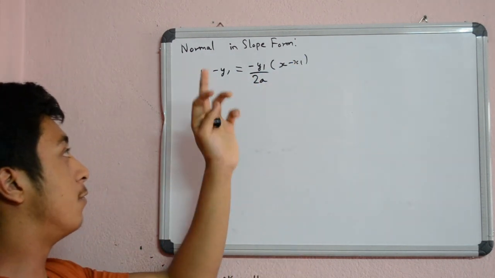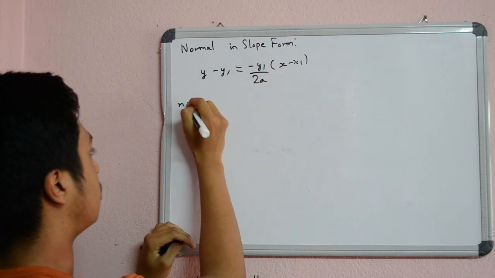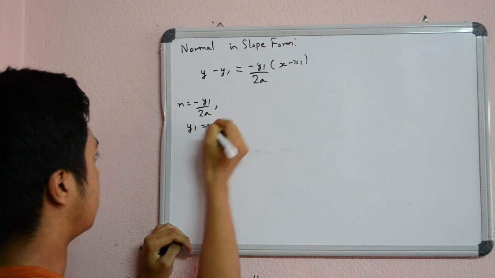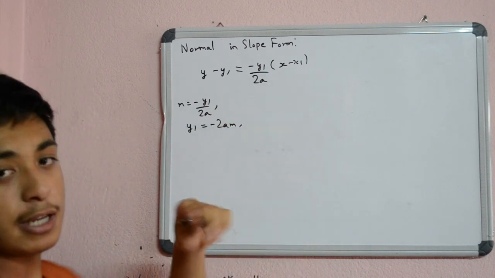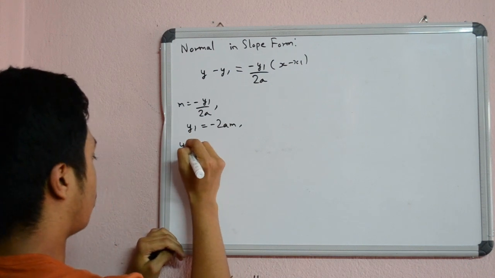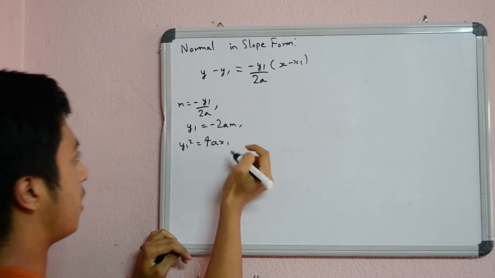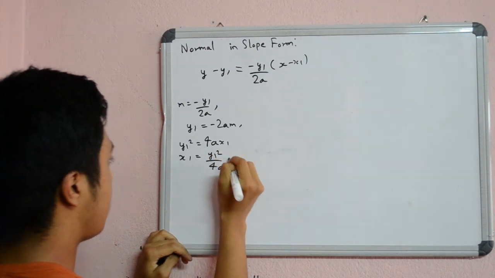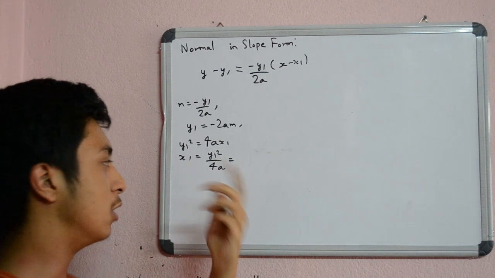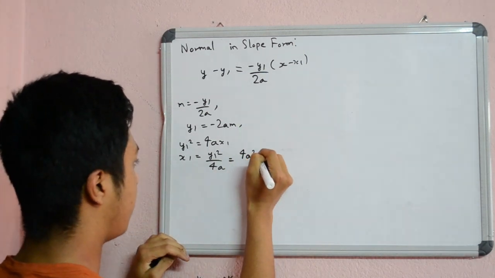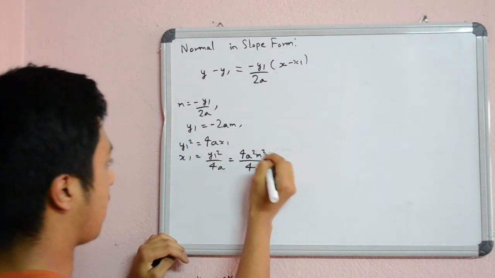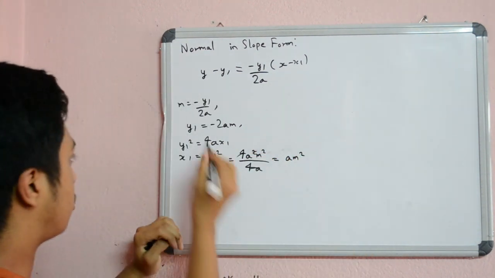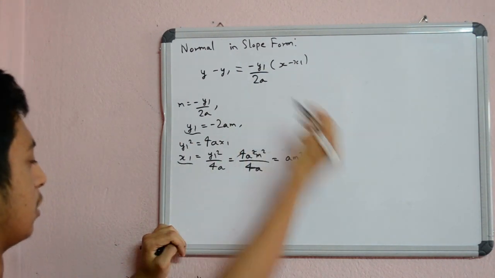So that means the slope of the normal is this, which is m is equal to minus y1 by 2a, and you'll get the value of y1, which is minus 2am, and similarly you can substitute for x1. So we'll have y1 square is equal to 4ax1, and that means x1 is equal to y1 square by 4a, and we know y1 is minus 2am. When you square that, you'll get 4a square m square by 4a, and nicely you'll get am square. And you'll have to substitute the value of y1 and x1 in this equation right here.